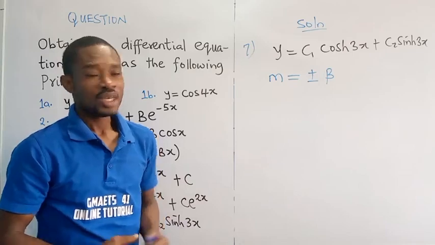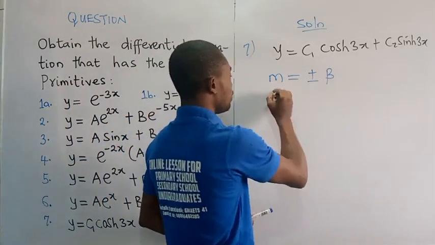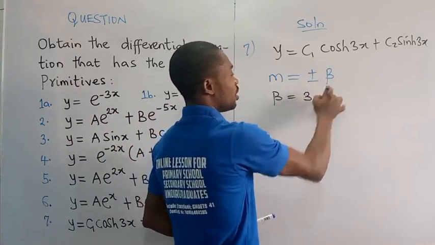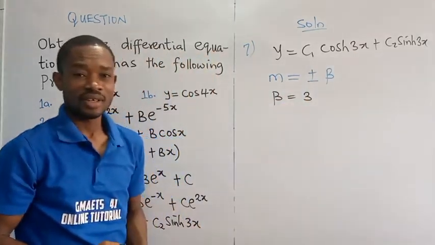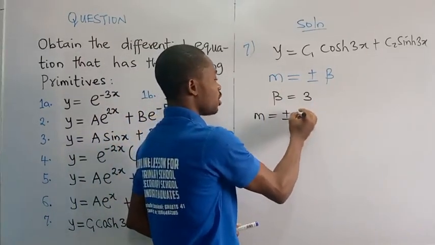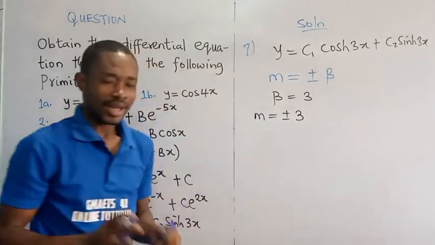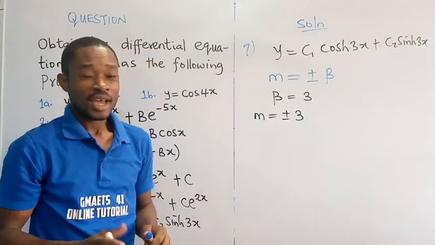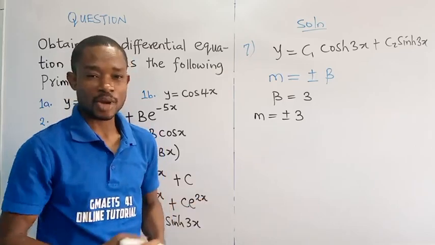Now, our beta is simply equal to 3. So the root of that auxiliary equation will now be plus minus 3. I hope you're following this analysis, right? And once you know the roots, like I said, your problem is solved.